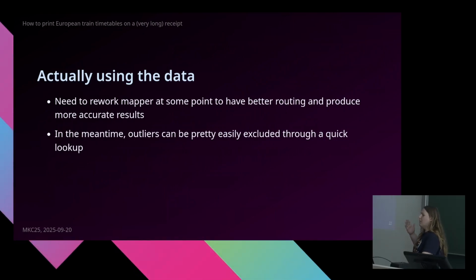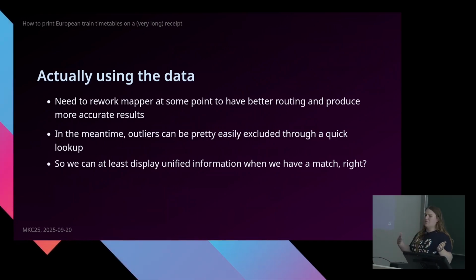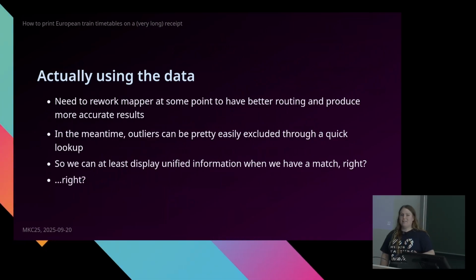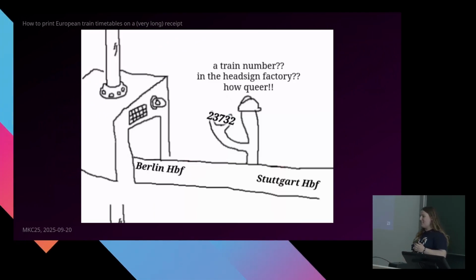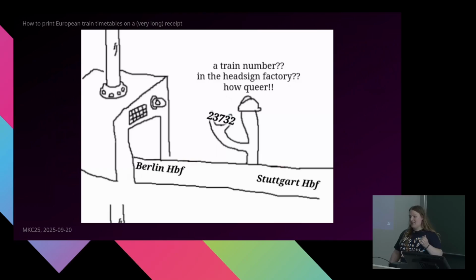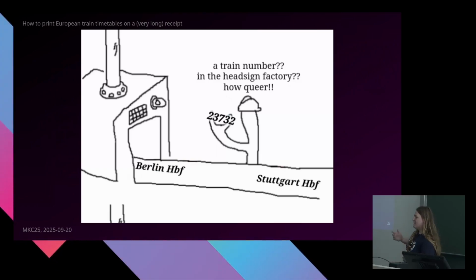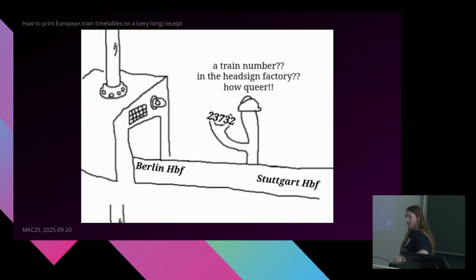We kind of know from a train where it's going to run. So at least we can display unified info once we have a match, right? Right? The data isn't really that standardized. So not all fields contain the same data, depending on who you ask. This is an example that's happened.